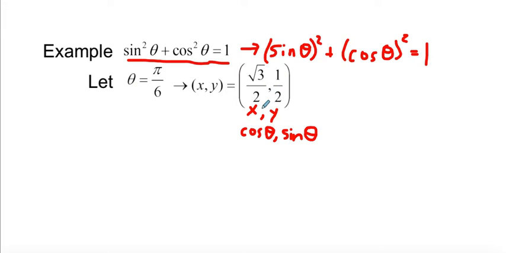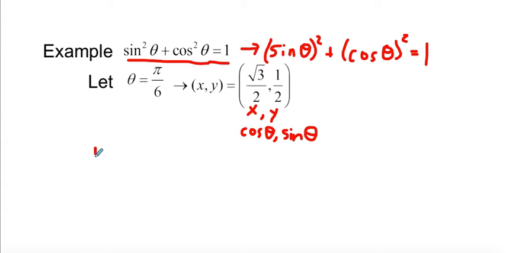All right, so really, because this formula says sine squared theta plus cosine squared theta equals 1, I can take my 1/2 and plug it in for sine theta and then square it. And for my cosine, I can plug in the square root of 3 over 2 and square it. And that should give me 1 if that holds true. So let me show that to you.